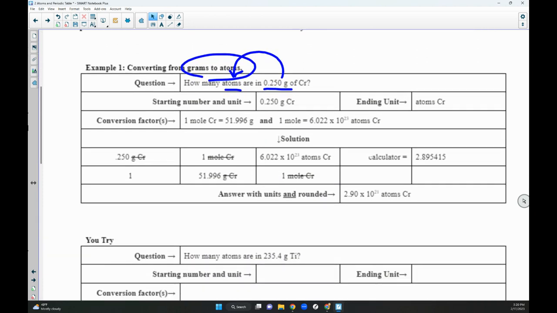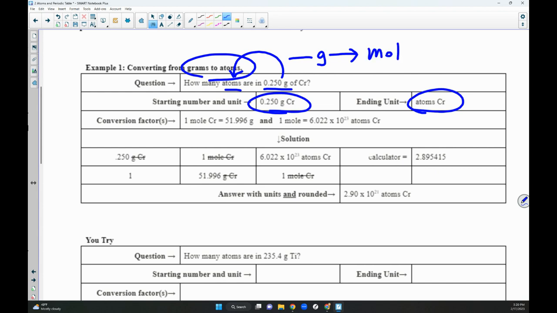So we come back to our table, and I put my starting number and unit here as always, and I put my ending unit right here. You'll notice I'm going to need 2 conversion factors for this because, again, we're going to start with grams and we're going to convert to moles, and I'm going to need a conversion factor for that. And then I'm going to convert from moles to atoms. And again, that's step 1 and step 2 here. I'm going to need a conversion factor for each of those steps.